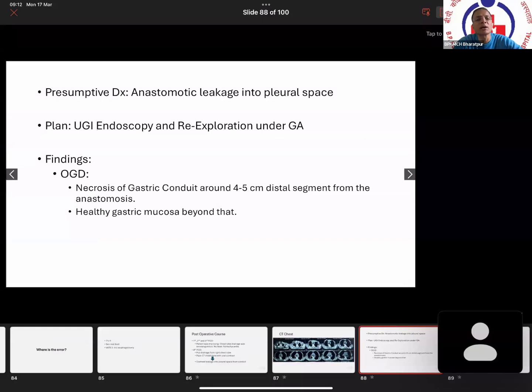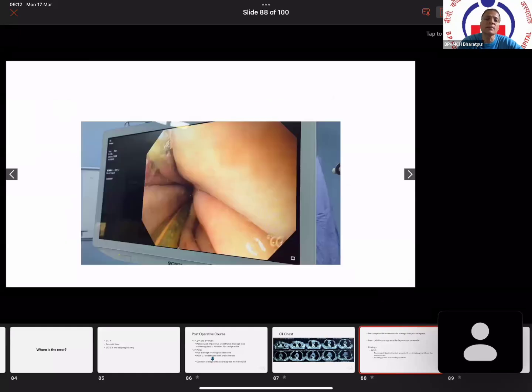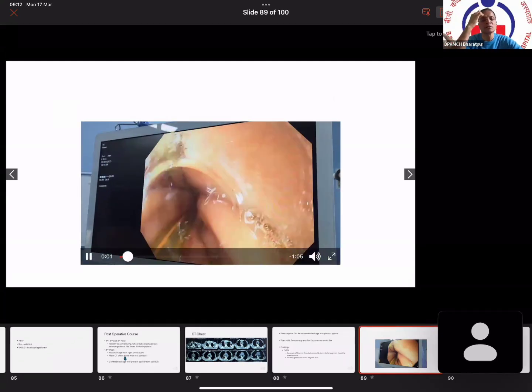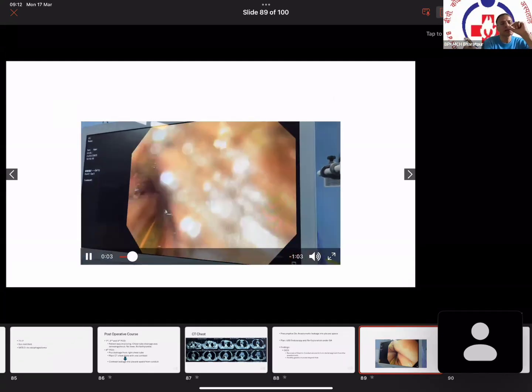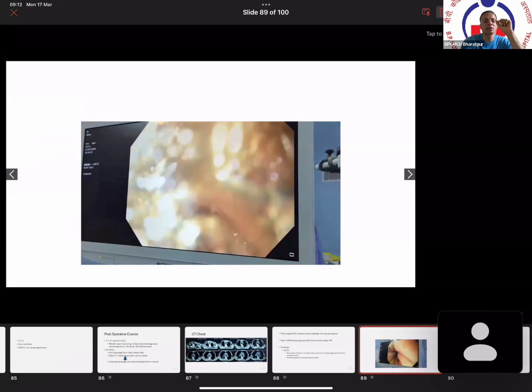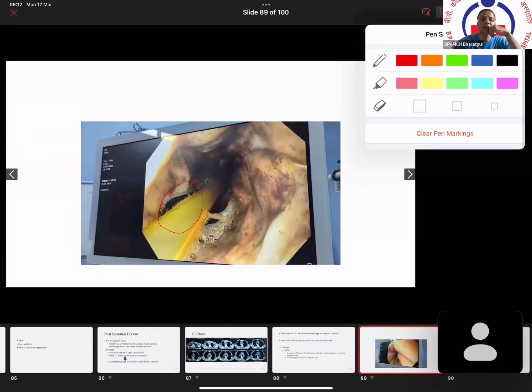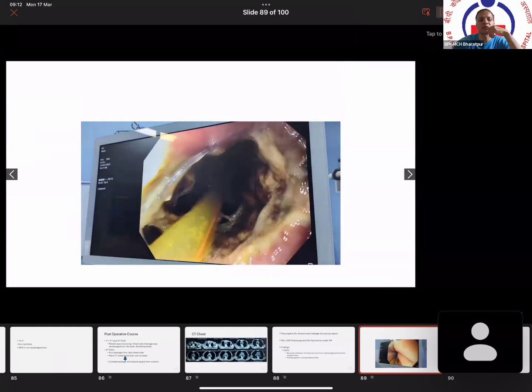So with the presumptive diagnosis of anastomotic leakage into the pleural space, upper GI endoscopy was done and re-exploration under GA was done. We found during endoscopy necrosis of the gastric conduit over a 4-5 centimeter distal segment from the anastomosis in the pulled up gastric conduit. This was the endoscopic picture of the same patient. We can see the mucosal ischemia here. This is all the gangrenous part, necrotic part of the conduit, you see? This was the anastomosis.